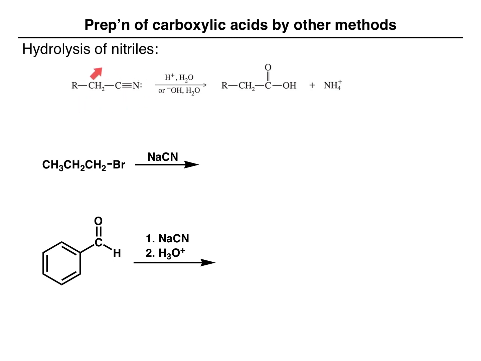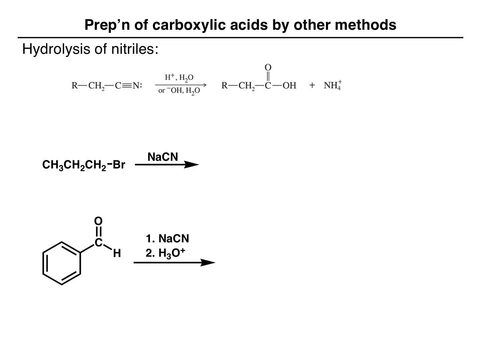Carboxylic acids can also be prepared by the hydrolysis of nitriles. So if we have a nitrile such as this, for example, it can be hydrolyzed either under acidic conditions or under basic conditions, giving us a carboxylic acid plus ammonium byproduct. We're going to talk about the mechanism in a later chapter, or if you're really curious, you can look it up. Next, let's think about both the preparation and then the hydrolysis of nitriles.